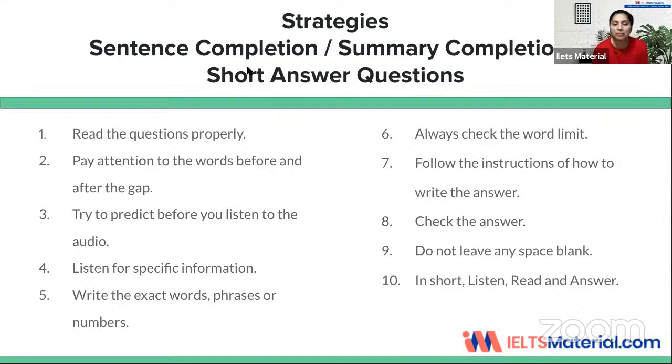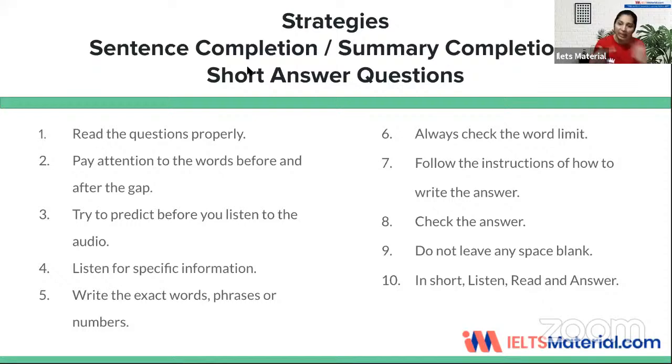And the majority of the time in the completion task, it is very important to mark the keywords right and left part of the blank. Right and left part of the blank will actually give you the correct answer, right? So sticking to those parts is imperative. Next is pay attention to the words before and after the gap. That is what I said. Try to predict before you listen to the audio.